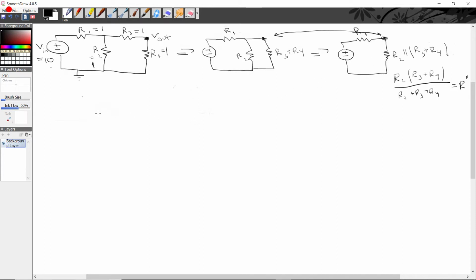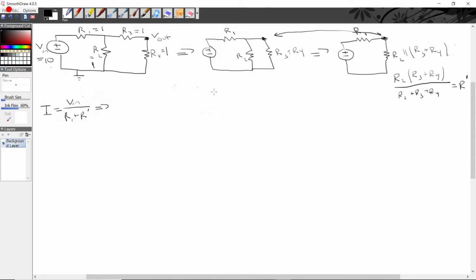So what's the current running through the loop? All right, so we're going to say I for current, and we know that's equal to V over R. And so that would be V in over the total resistance of this loop. What's the total resistance of this loop? It's the sum, so that would be R1 plus R prime.